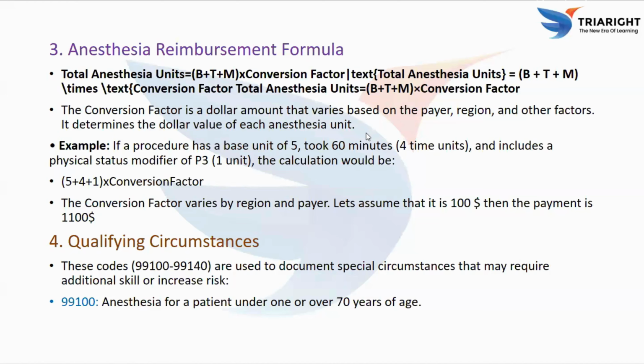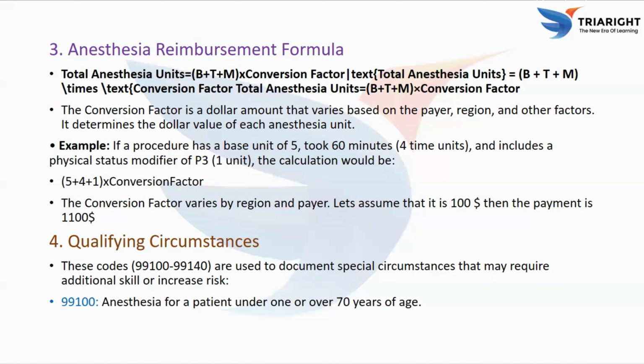So you have to add all the units first, then multiply by the money or by the conversion factor value per unit. So base units, it depends upon the type of surgery. It comes from the anesthesia CPT code, and it does not change for the procedure. Whereas time units are based on how long the anesthesia was given. Usually 1 unit is 15 minutes, which is payer dependent. For example, 60 minutes of anesthesia means it takes 4 time units.